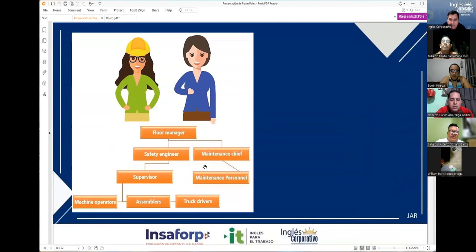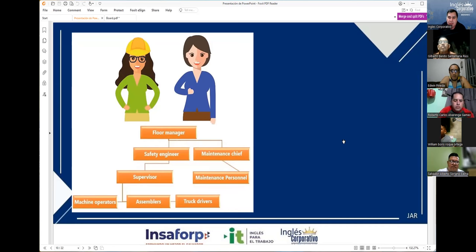For example, this is an example of the chart. Floor manager. Teacher, floor manager. El suelo tiene un administrador. No, es administrador de planta. Okay. So floor manager. Safety engineer, maintenance chief, maintenance personnel. The safety engineer is, then you have the supervisors, machine operators, assemblers, and truck drivers.